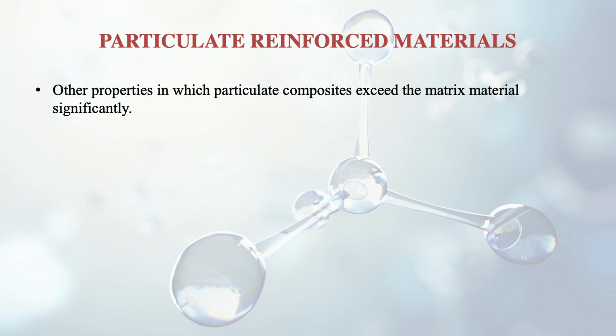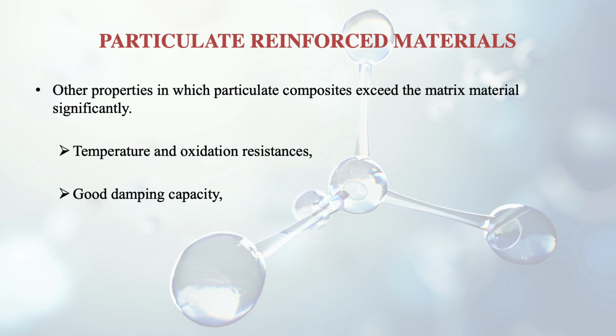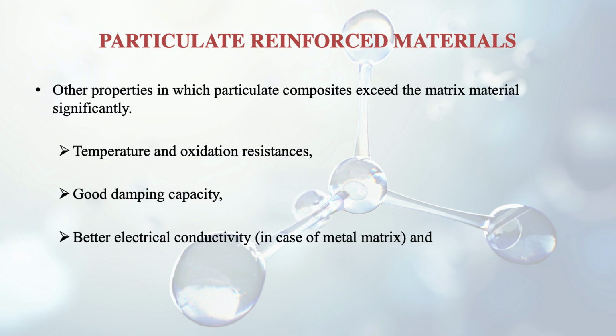Other properties also make particulate composites much better than the fibers, like temperature and oxidation resistance. Then they have good damping capacity, so wherever vibrations are more, we can use them. Then there is better electrical conductivity in the case of a metal matrix, so they can be used as conductors also. And they have a controlled thermal expansion coefficient, so the thermal expansion can be controlled. It's a very nice property because we can use it accordingly wherever high temperature is needed, or wherever else thermal effects are involved.